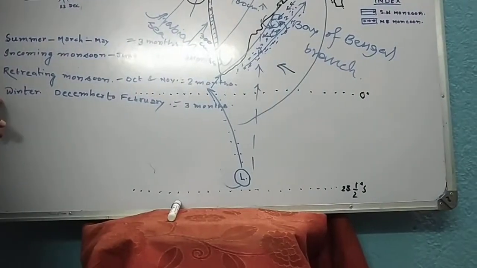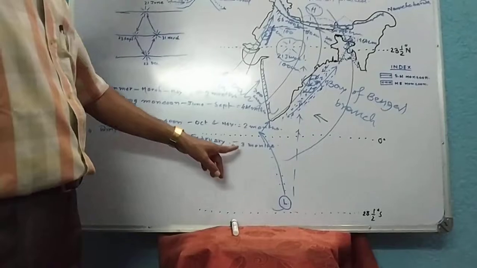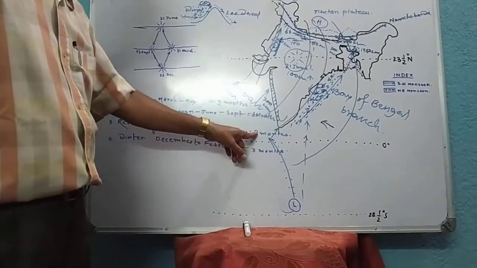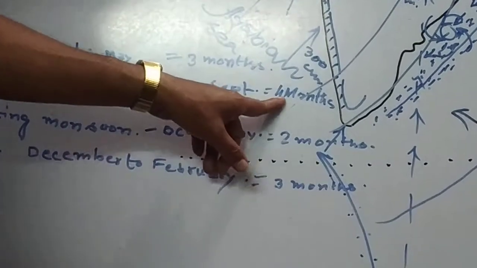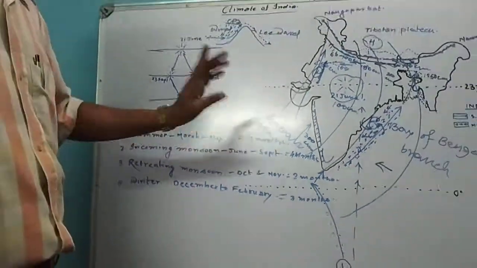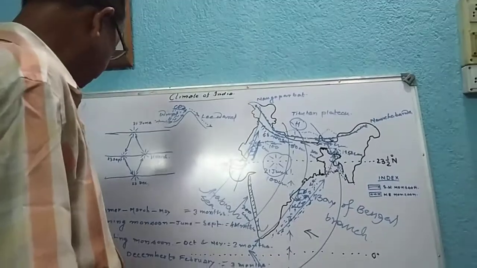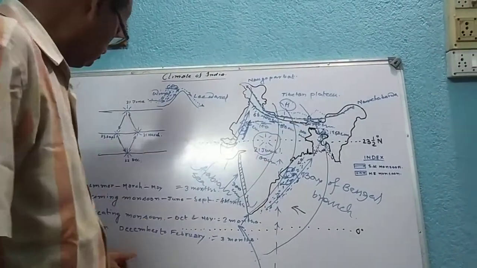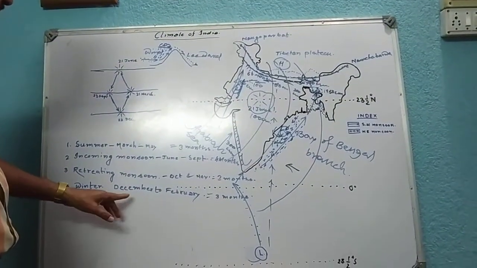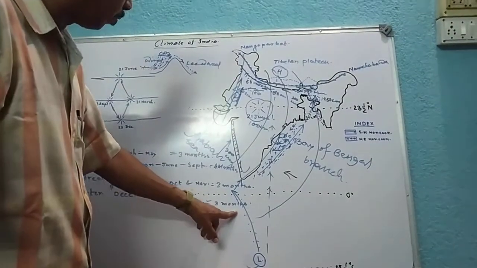Next, the fourth season, winter, December to February, that exists for 3 months. So 3, 5, 4, 9 plus 3, 12 months, 1 year cover. Now, I will explain the fourth and last season of Indian monsoon, which is known as winter, that exists over the Indian territory from December to February. It exists for 3 months.